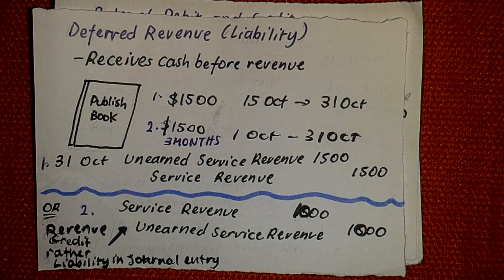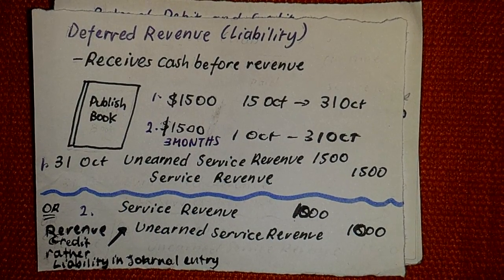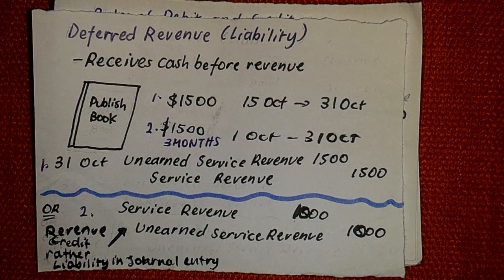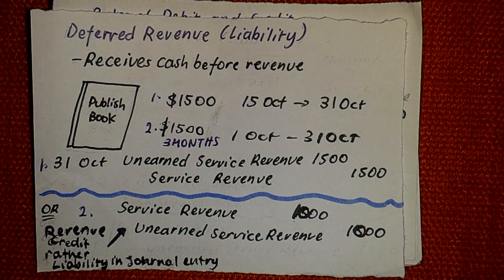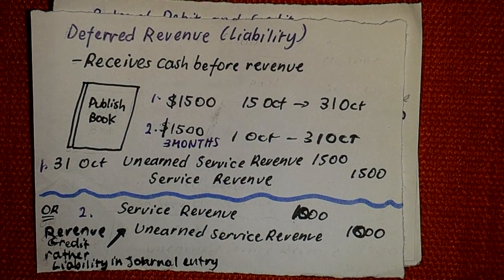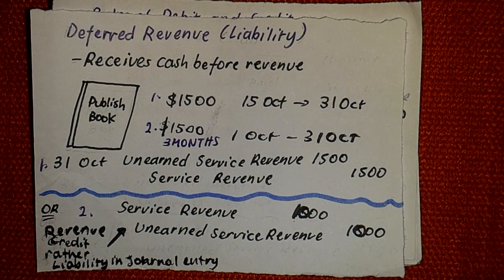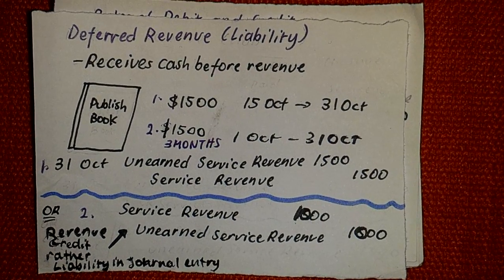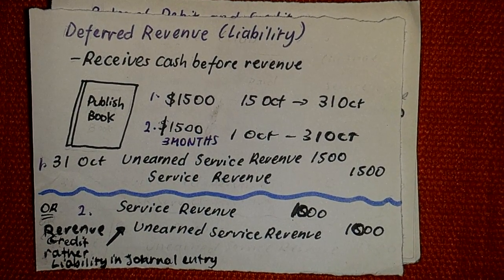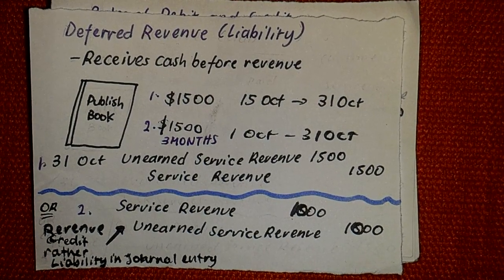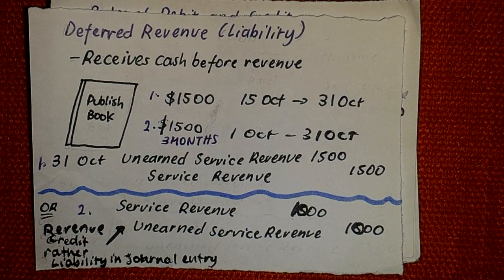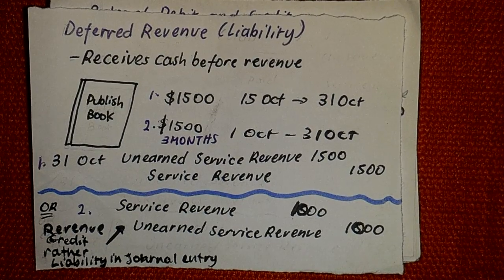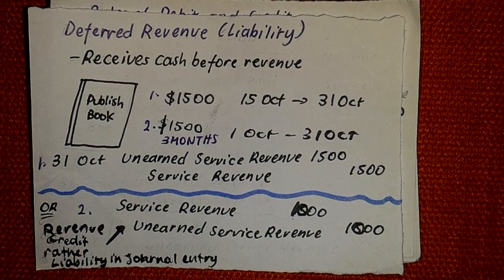In the second example, the alternative, I've used $15,000 for 3 months of the publishing service. On the 1st of October, this is when it was paid, and on the 31st of October, this was when the service was performed. As it's only performed in 1 month, I've been using this example for when revenue is credited instead of liabilities of unearned revenue.